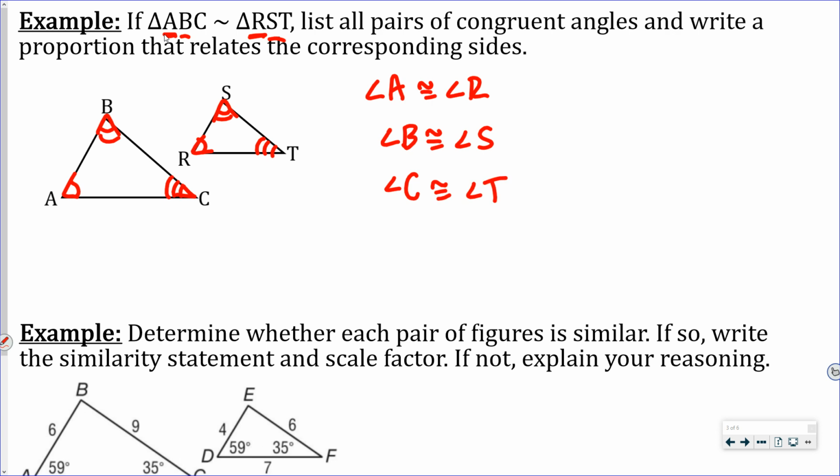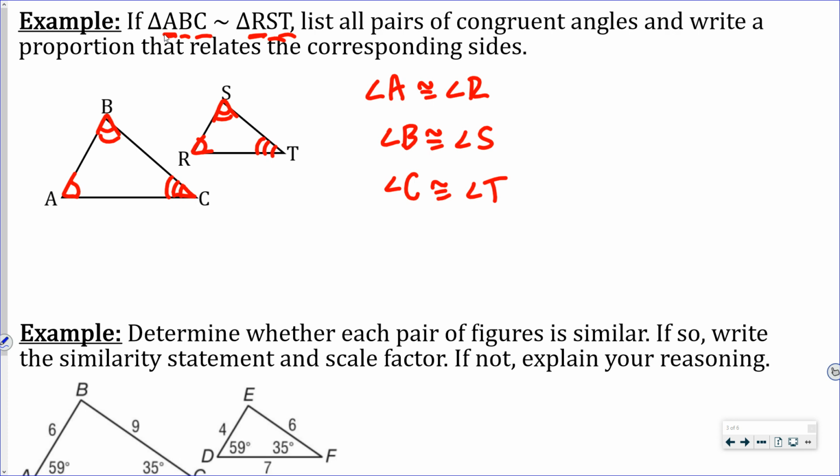So again, don't rely solely on the pictures. This one's just a nice kind of easy first example. Make sure you're checking the similarity statement because that'll spell it out for you of which angles and which vertices correspond to which in each polygon. Okay, now it says write a proportion that relates the corresponding sides.